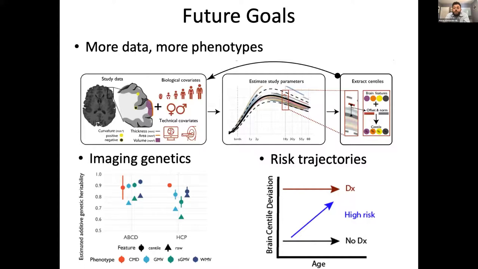And that's the kind of work that needs to be done if brain charts are going to fulfill their promise to yield clinical insights in the future.